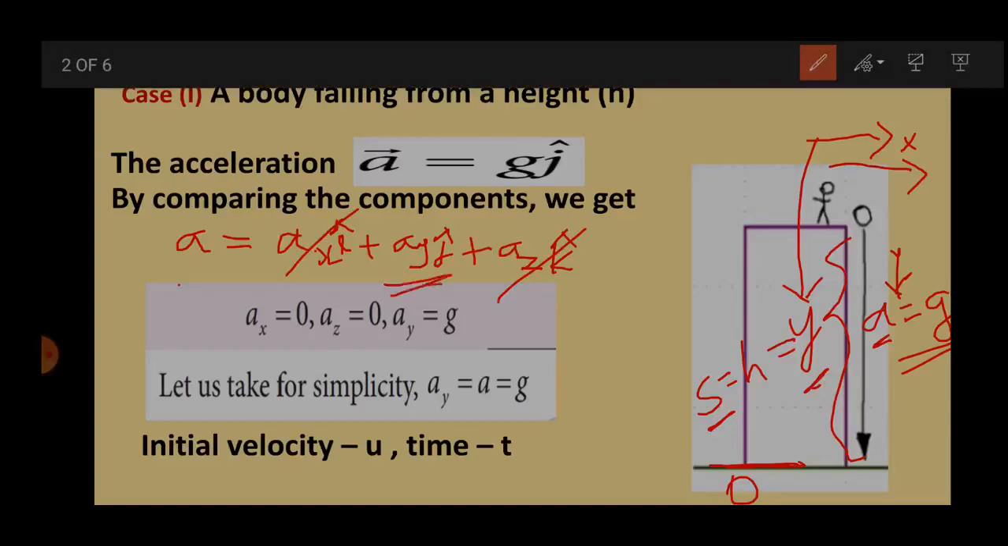So ay j, that is the acceleration vector a, is equal to g j. The object is not moving along the x and z axes, only in the y direction. So what do we do now? It is very simple, using the equations of motion discussed in early classes.